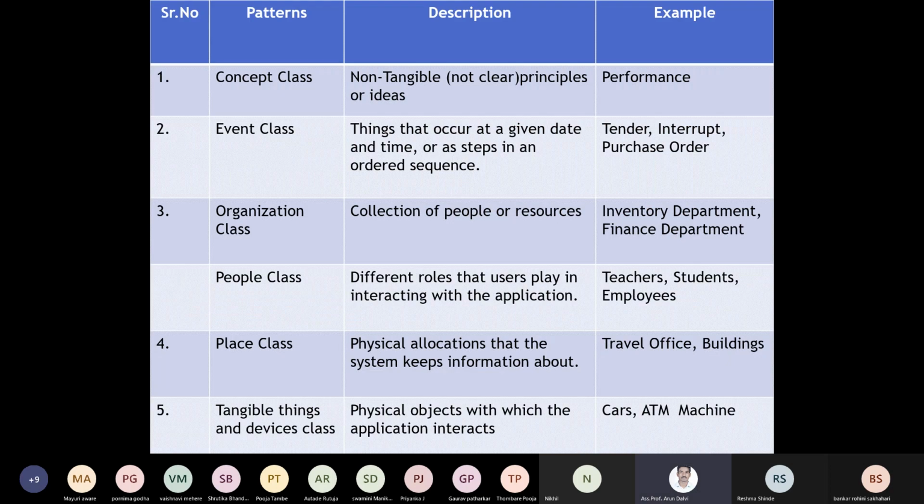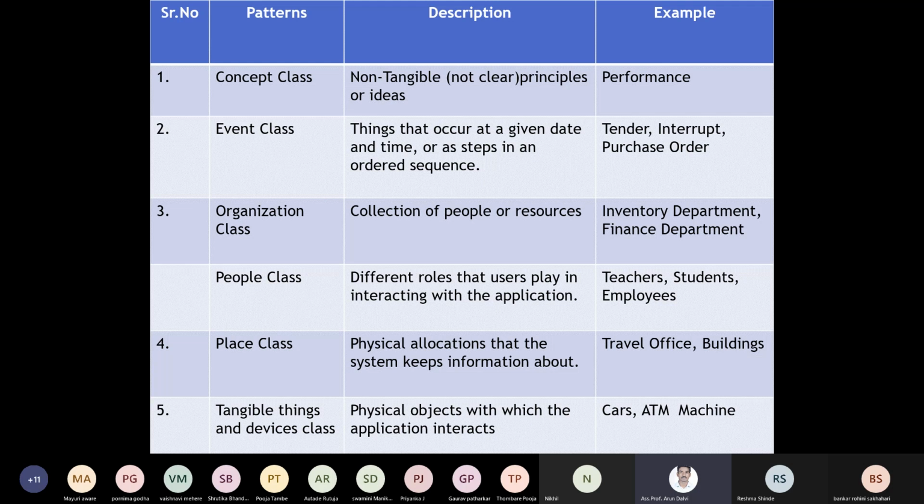Okay, see the table here. This is the table for patterns with their description and example. The first pattern is concept class. What does concept class include? Non-tangible principles or ideas. Non-tangible means we cannot touch that object or those things. Okay, that is non-tangible, that is not clear. The user is not clear about that class. For example, performance: you cannot create a class of that performance. For example, system performance, employees performance, you cannot create a separate class for that concept.